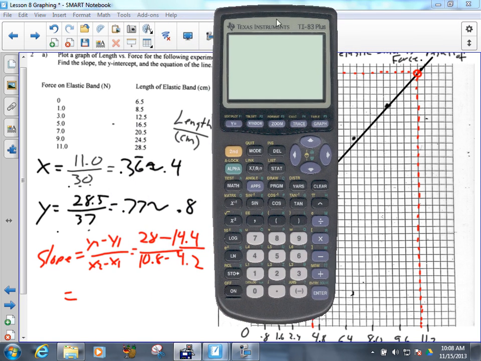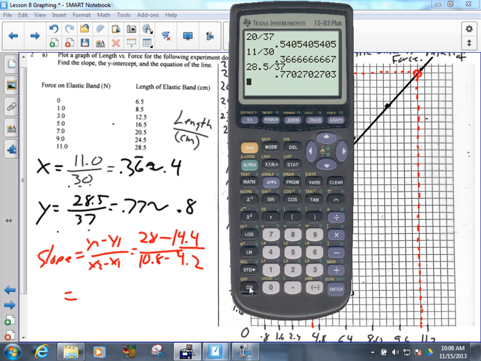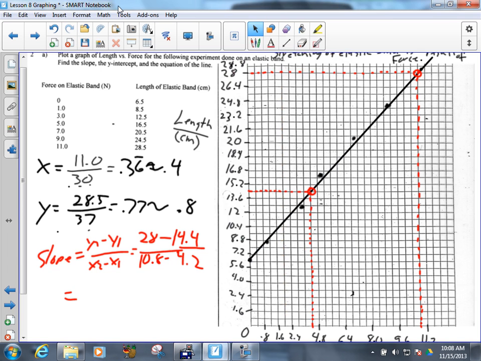All right, when we punch that into the calculator, we'll get brackets 28 minus 14.4 divided by 10.8 minus 4.2. Okay, we're getting 2.06. So we'll write 2.06, and what are my units going to be? Y is in centimeters, and X is in newtons. What are my units going to be? Centimeters per newton.